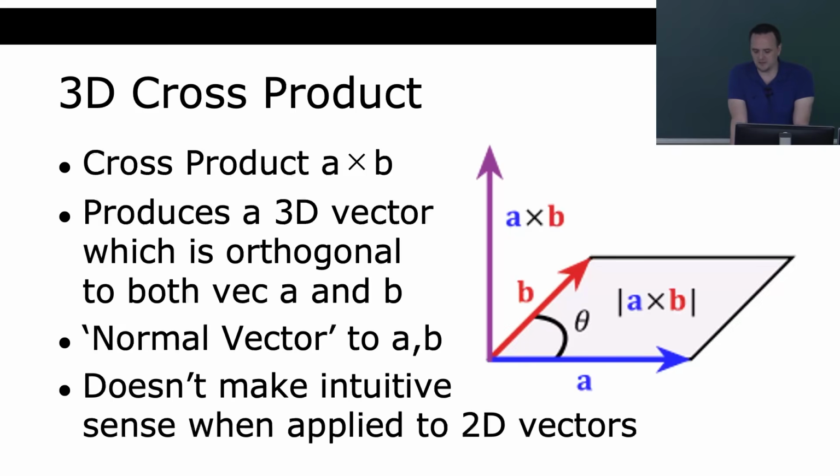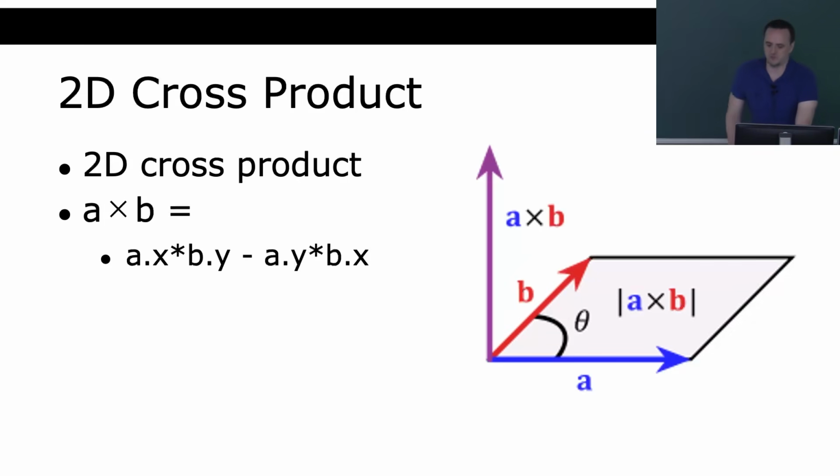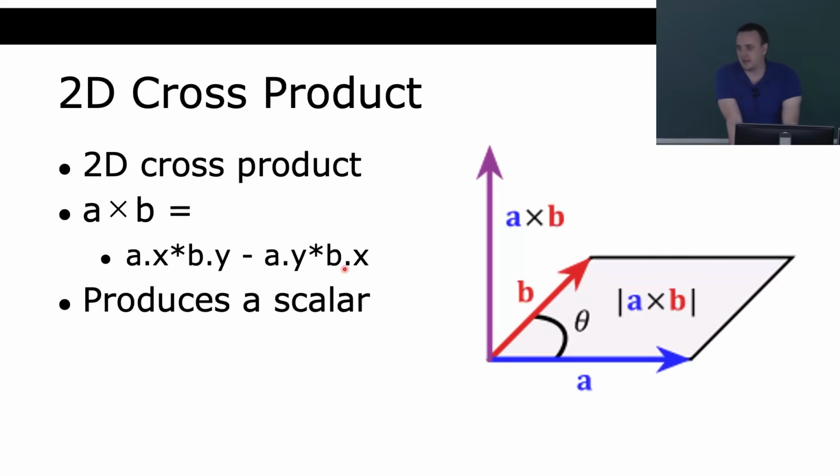It doesn't make the same sort of sense when you're talking about the 2D cross product, but for the formula for that, A cross B, you're going to take the x of A, multiply it by the y of B, and then subtract the y of A times the x of B. So you're subtracting the opposite of what just happened. And this produces a scalar value, so it's just a single number. It's no longer a vector that it produces.